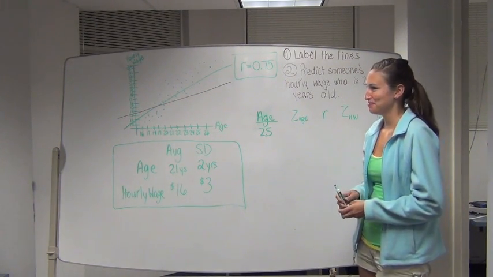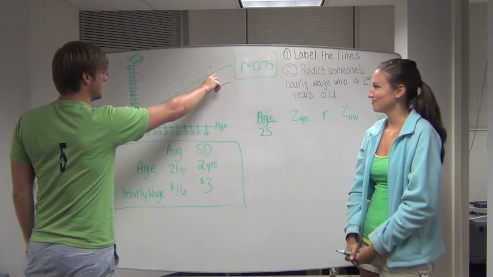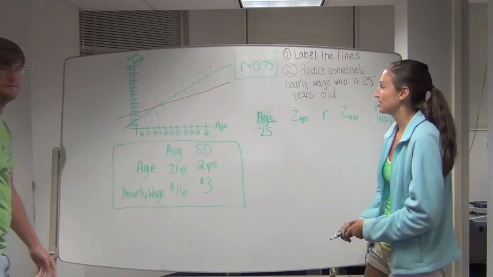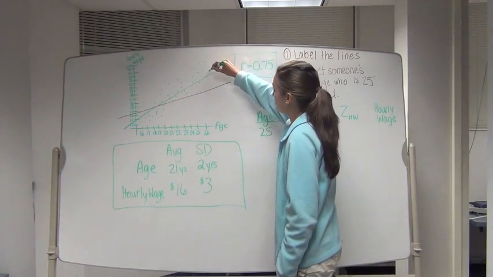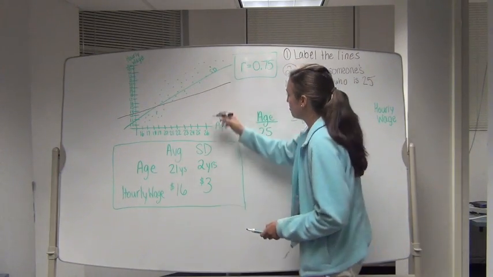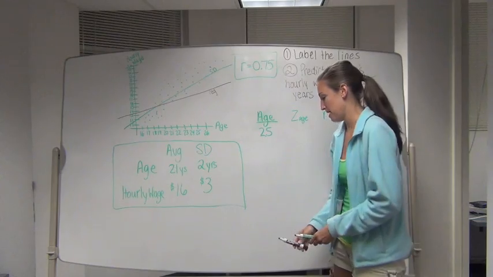Yes. You said the SD line is always steeper, so that would have to be this one. And then that would have to be the regression line. Right, that's exactly right. The SD line is always steeper. So this is the SD line, and the brown line is our regression line, and that's what we're going to use here to make the prediction.